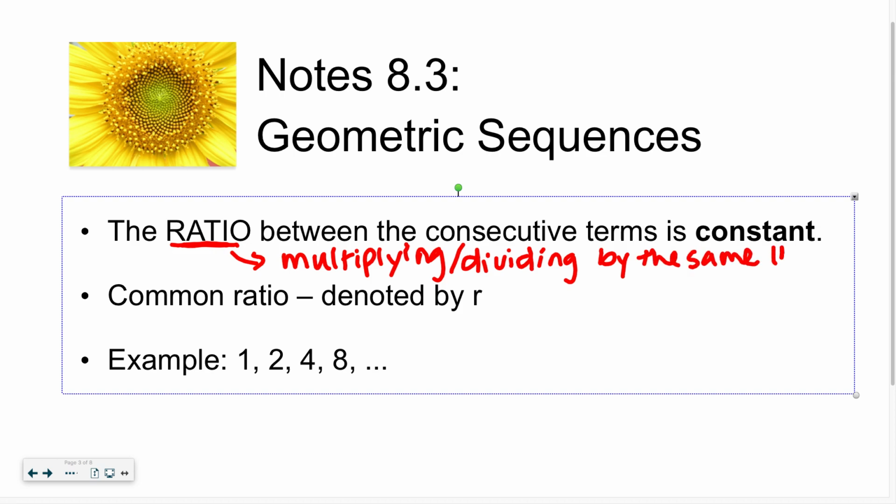So instead of adding and subtracting the same thing, which ended up looking like a line, we're going to be multiplying or dividing by the same thing every time. So these graphs wouldn't turn out to be in a line.